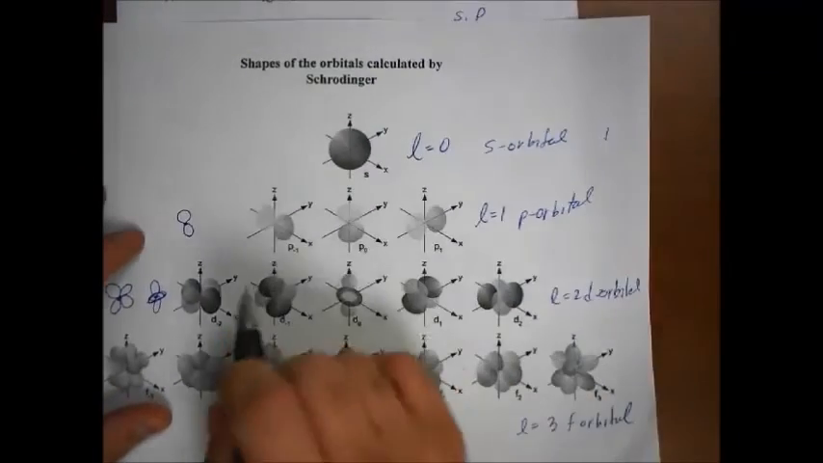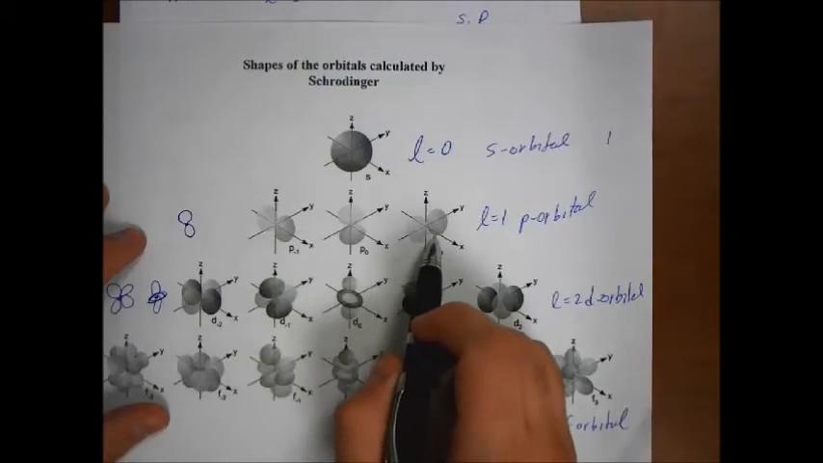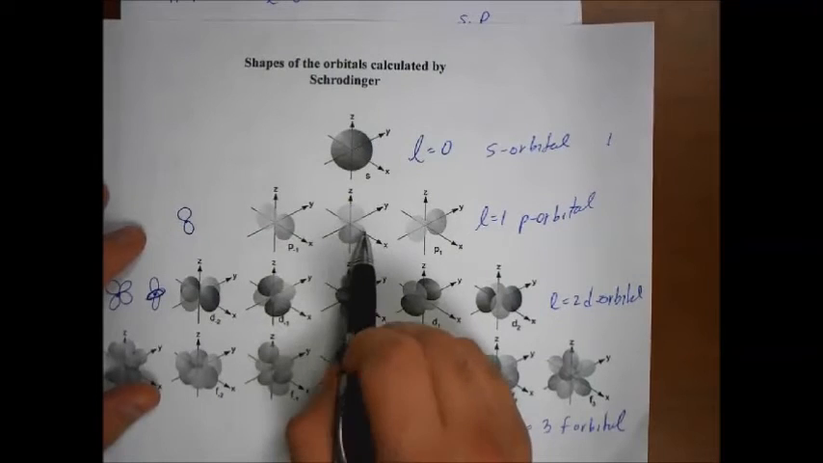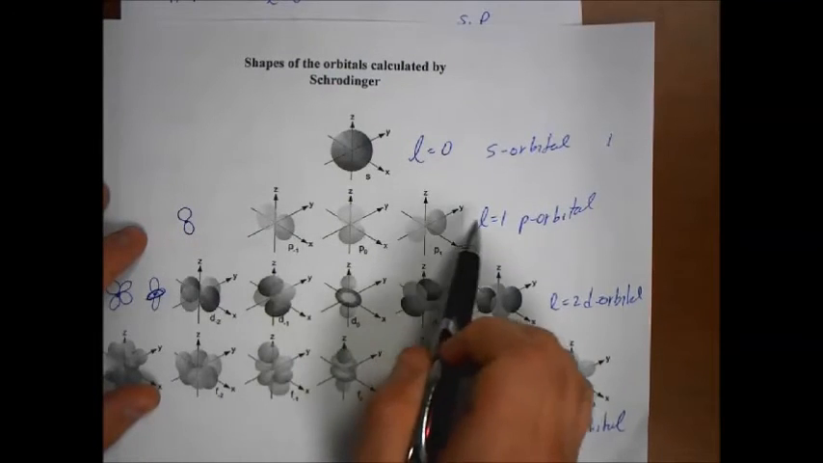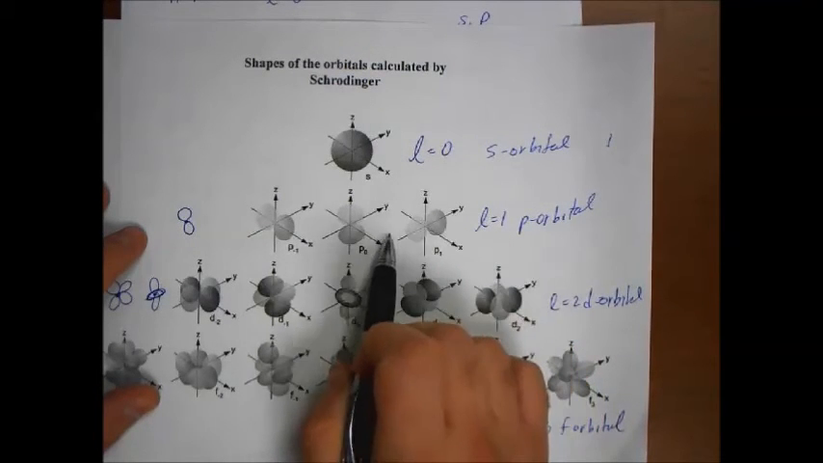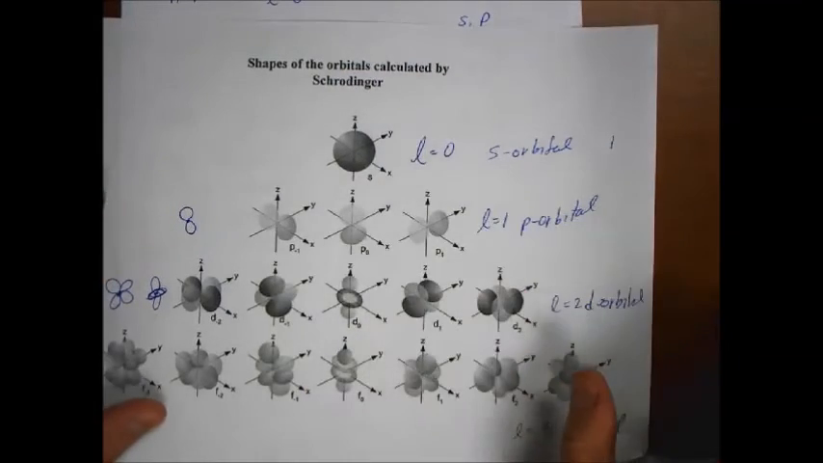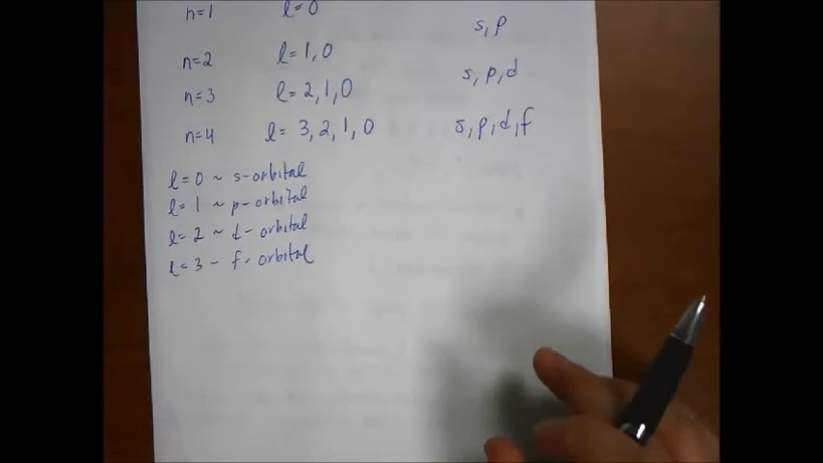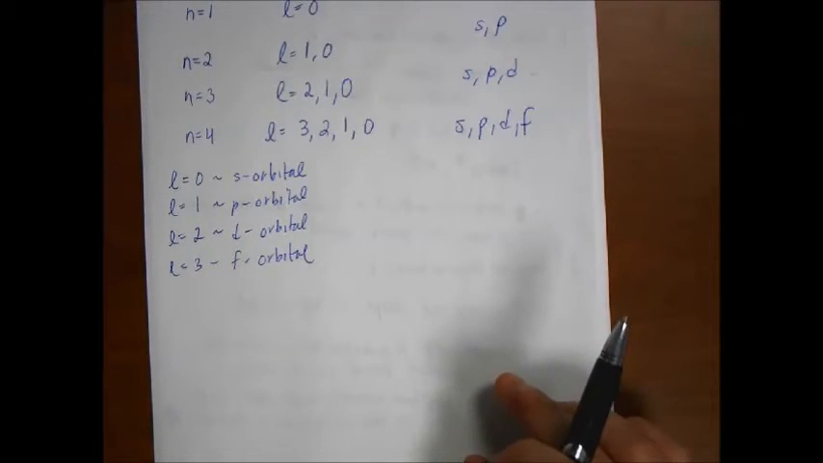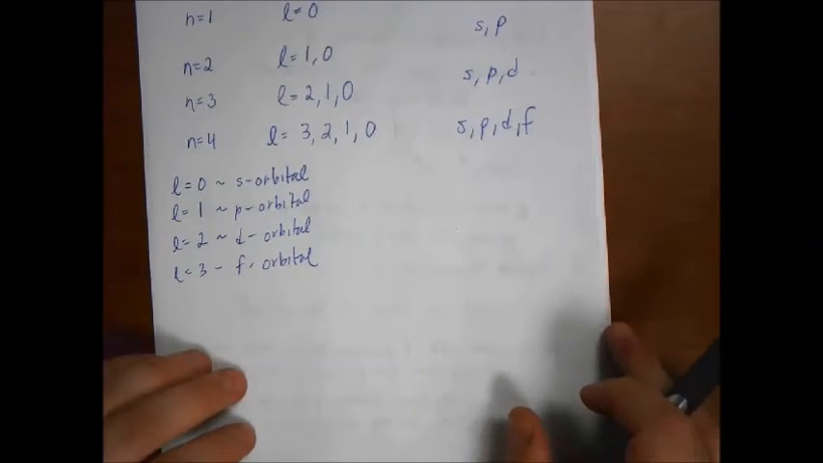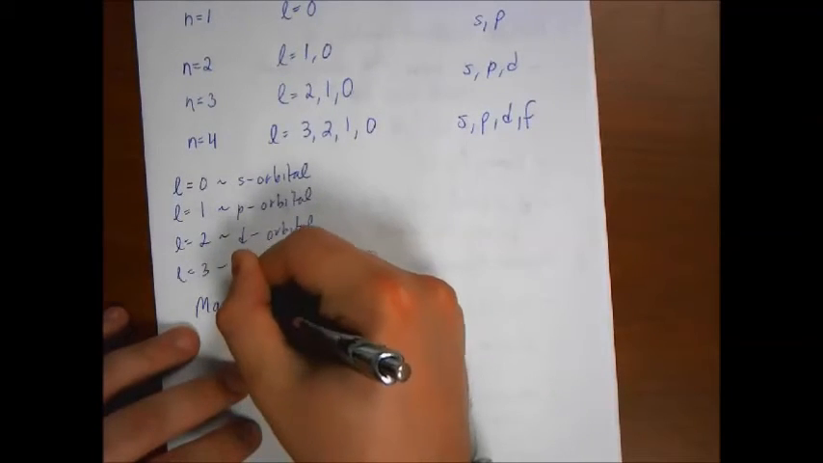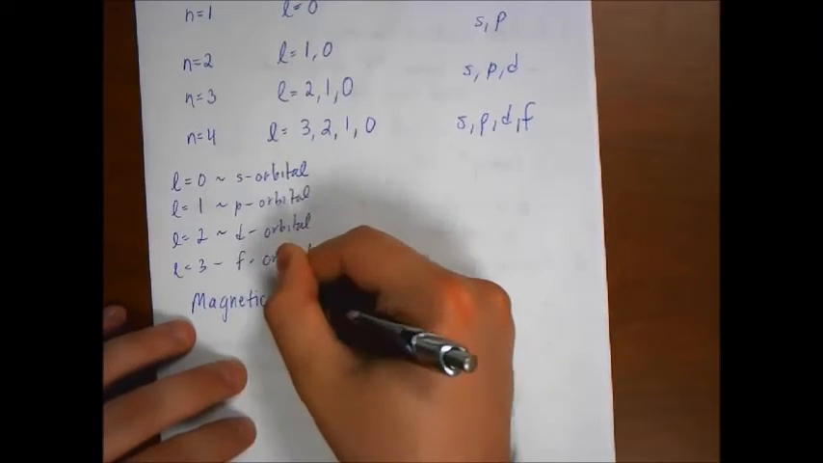Okay, but if you look, you can see that in some cases there is more than one type of p orbital. So how do I know if an electron is in this p orbital or in this p orbital? Well, L doesn't give me enough information to figure that out. I need more information than just L. So the other quantum number that we're going to use to do this is the magnetic quantum number.